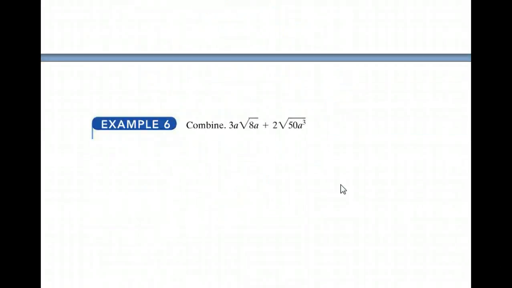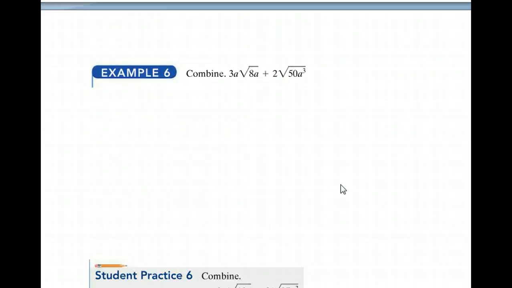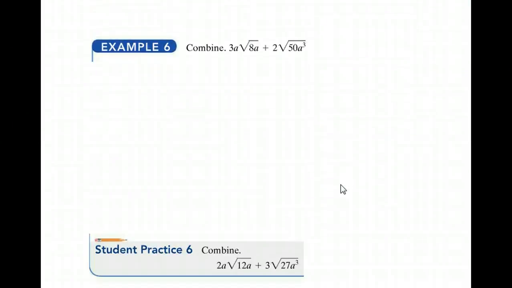We have one more set of examples to show for this lesson, and it is just a big combination of everything that we have done so far. So let's make sure that we can do it. Starting with this first example, we have 3a root 8a plus 2 times root 50a cubed. It's a little bit of everything, guys. So we're going to bring down our 3a.